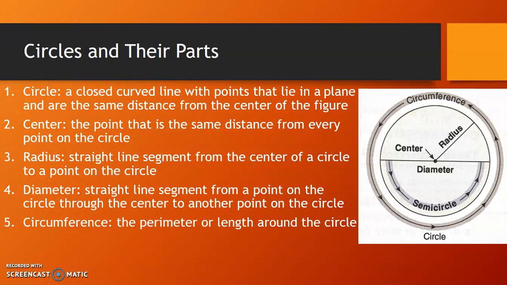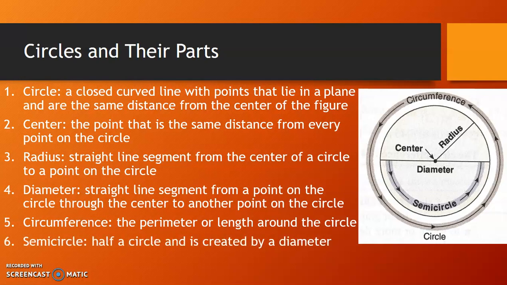The circumference is a word that we use for circles because circles don't have sides to them like other shapes do. So circumference represents the perimeter or the length around the circle. And a semicircle would just be half of a circle, and those are always created when you have diameters drawn in.